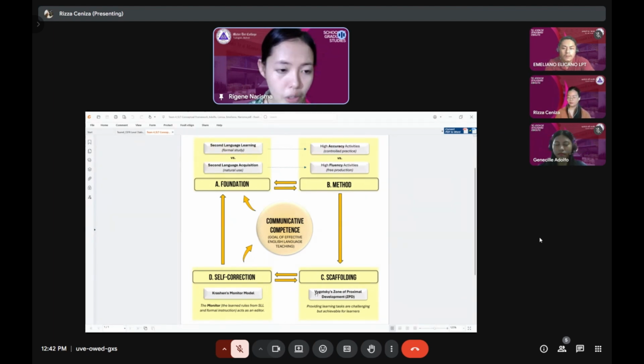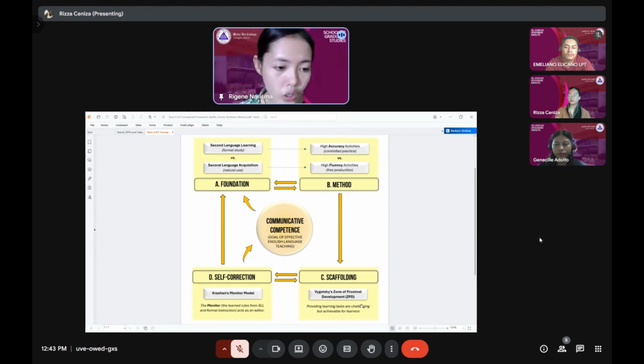Scaffolding is rooted in Vygotsky's zone of proximal development, or ZPD. This is the distance between what a learner can do independently and what they can achieve with guidance. Our task as educators is to provide learning tasks that are challenging but achievable, and offer temporary support such as graphic organizers or sentence starters, which we gradually remove. Scaffolding helps the learner produce language just beyond their current ability, feeding the information back into their internal system.